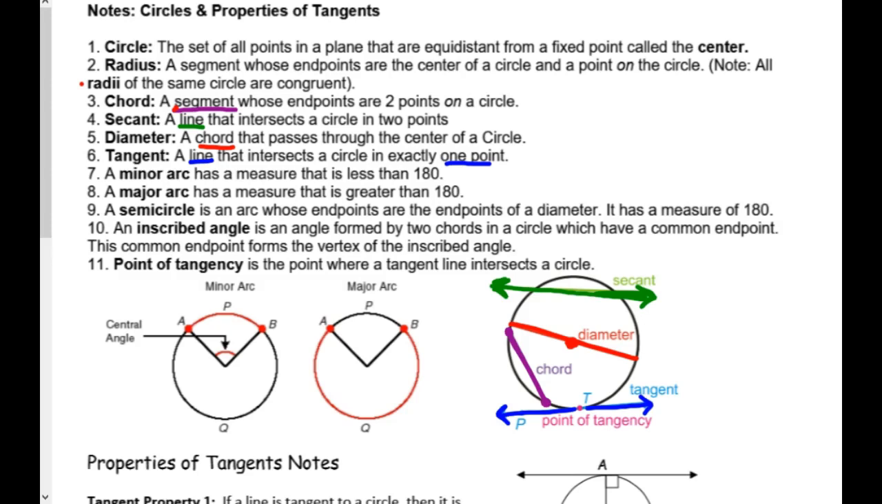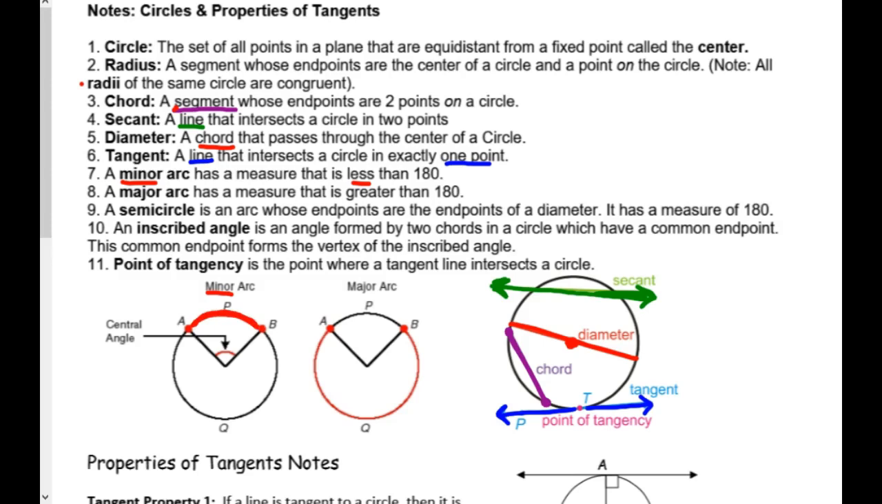Minor arc. A minor arc has a measure that is less than 180. Okay. So, minor, less. Makes sense, right? Less than 180 means it's less than a half circle, okay? So if you look right here, minor arc, does everyone see that's less than half of the circle? It's just a little arc, okay?